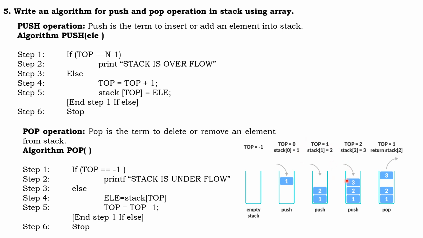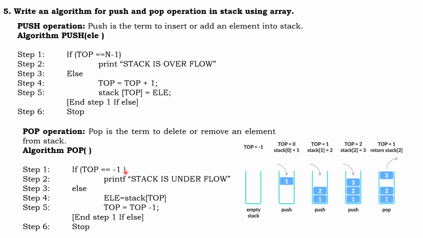Similarly, perform. Once it reaches full, then we cannot perform the insert operation, and it gives you the message called stack overflow. Here the size is only 3, hence it reaches the given maximum size, hence the stack is full. Then what is possible? Now delete is possible. Then what is a pop? It is a term to delete or remove an element from the stack.